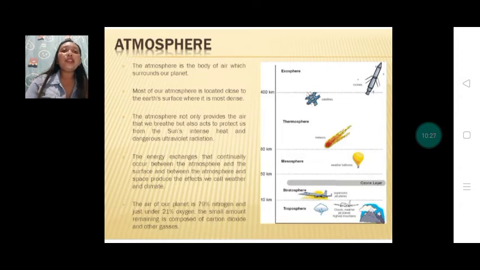And then, the energy exchanges that continually occur between the atmosphere and the surface and between the atmosphere and space produce the effects we call weather and climate. And then the air of our planet is 79% nitrogen and just under 21% oxygen. The small amount remaining is composed of carbon dioxide and other gases. So meaning to say, it's only 3% for the carbon dioxide and the other gases. So let's proceed to the next slide.